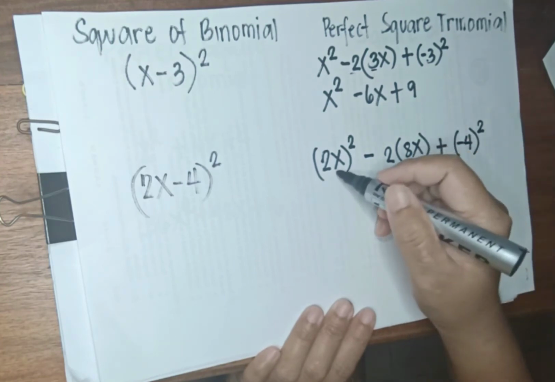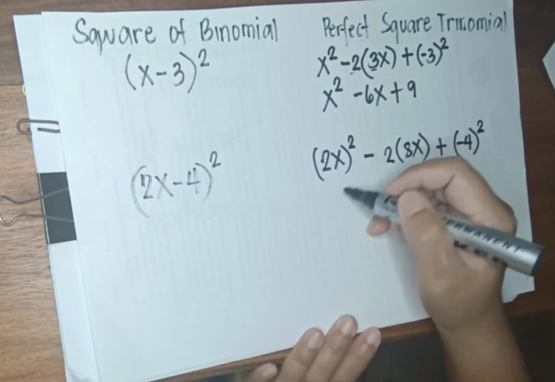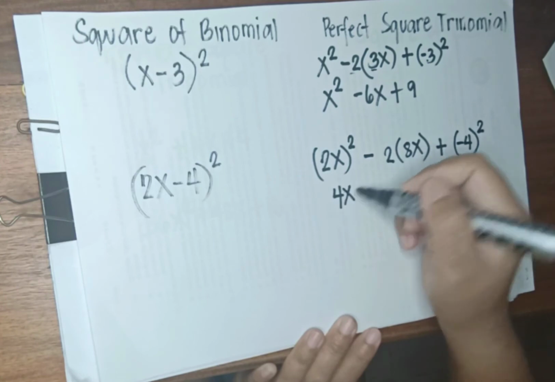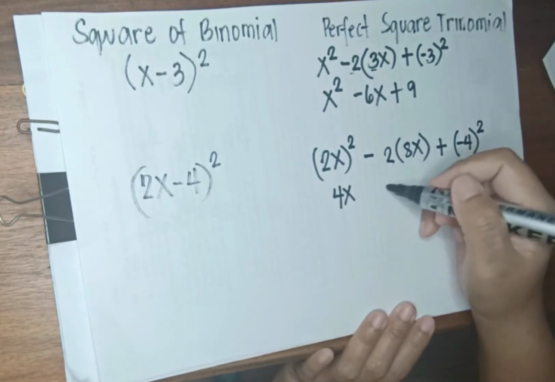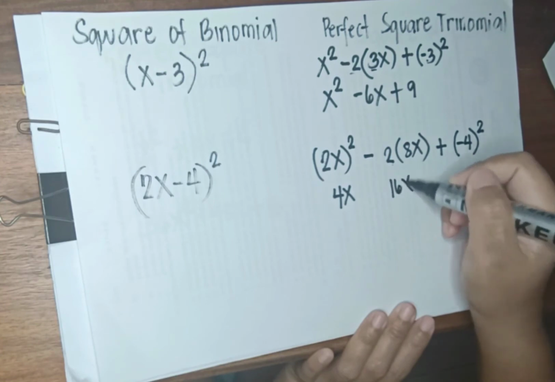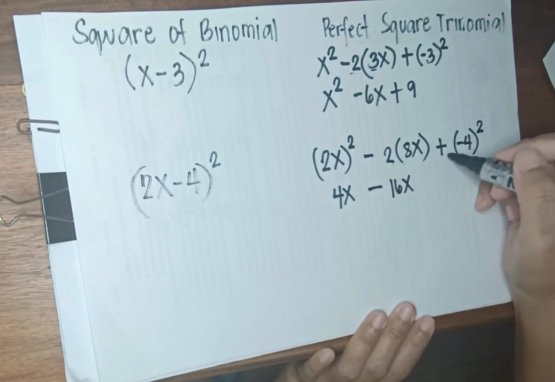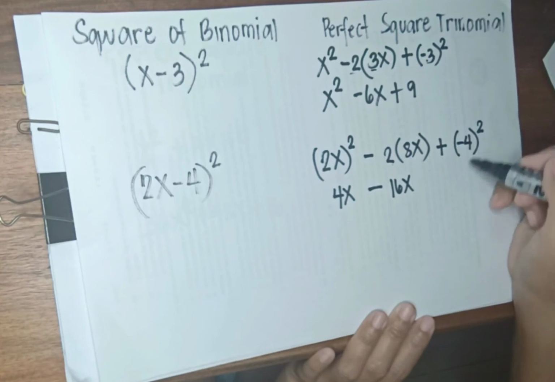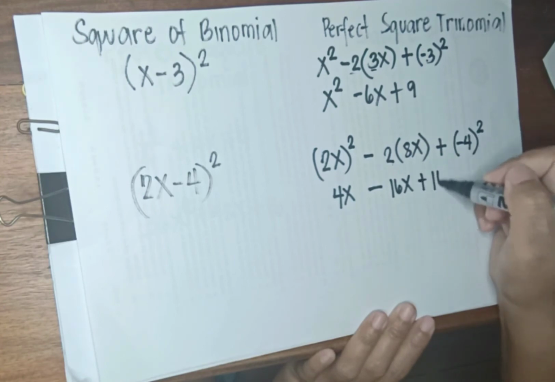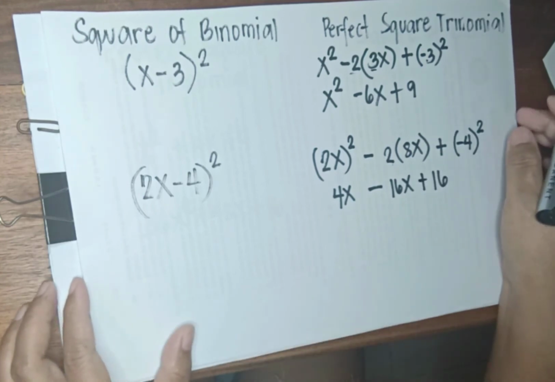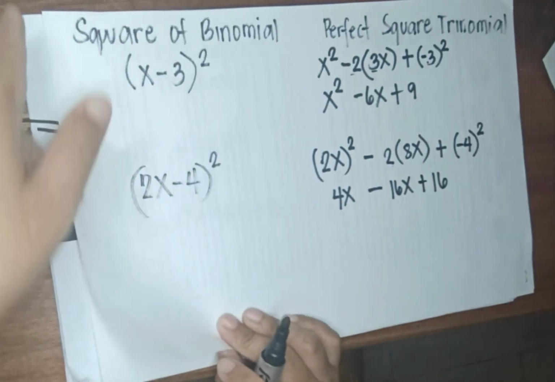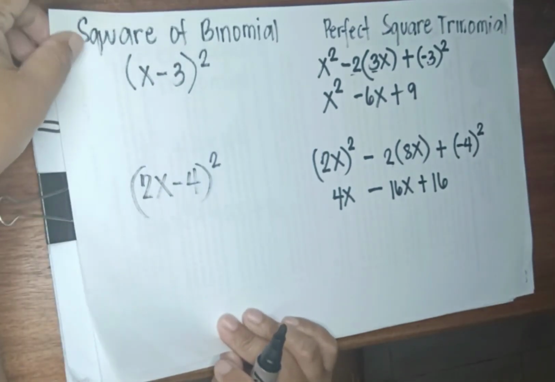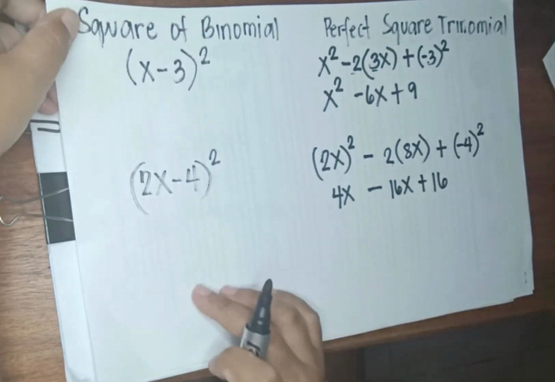What is 2x squared? That is 2x times 2x. That is equivalent to 4x squared. Then, 2 times 8x, that is 16x. Minus. And then, negative 4 squared is just the same as positive 16. Okay. So, that is how to transform square of binomial to a perfect square trinomial.